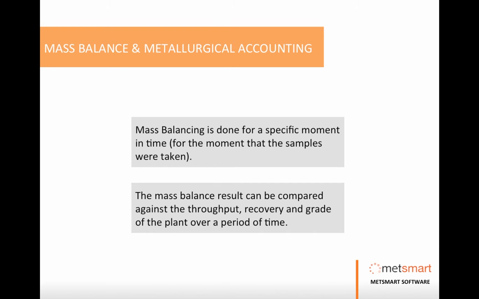It can be compared against the throughput recorded during, let's say, the day, or the recovery and grade of the plant over a specific period of time. So, if your mass balance predicts that you should get a certain recovery, and your metallurgical accounting for that period of time does not add up, there could be a specific reason for that error.